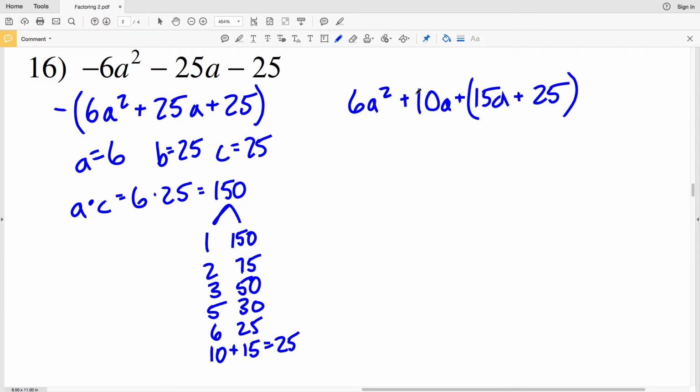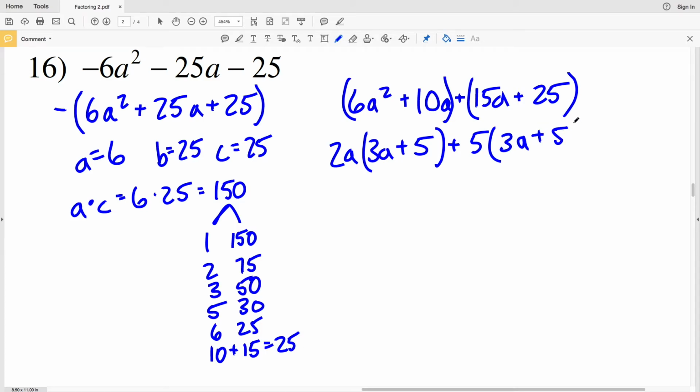Grouping my last two terms and my first two terms together, I'll now pull out the GCF of each grouping. So the GCF in the first one is 2a, so that'll be times 3a plus 5. And then in the second grouping, I'll pull out a 5, and that'll be 3a plus 5. Factoring out the 3a plus 5, I'll get 2a plus 5 times 3a plus 5.